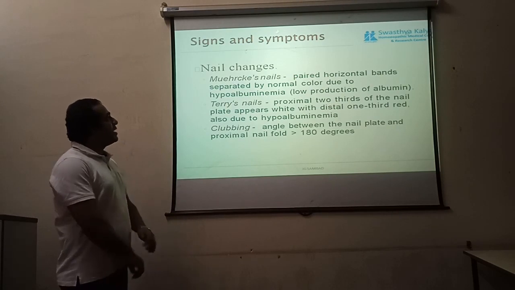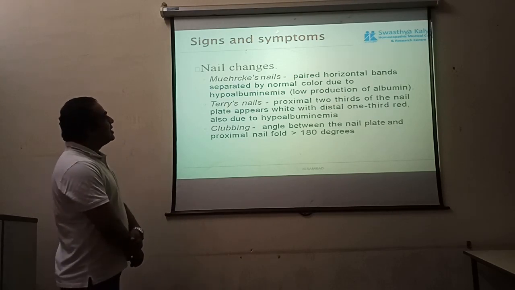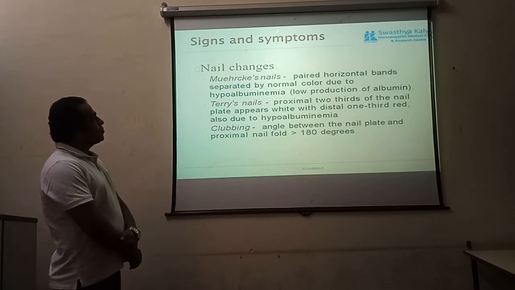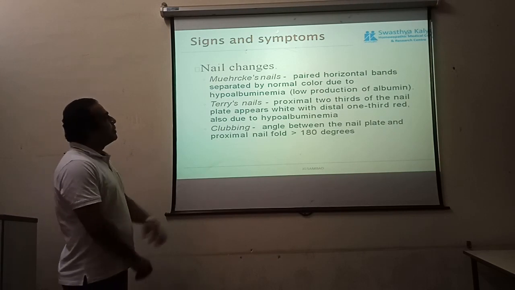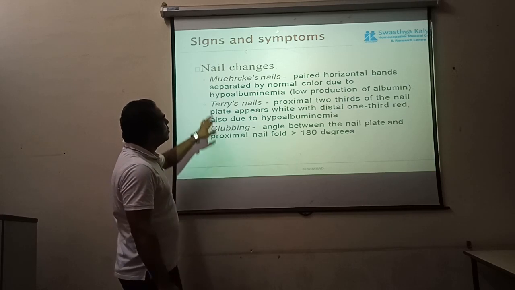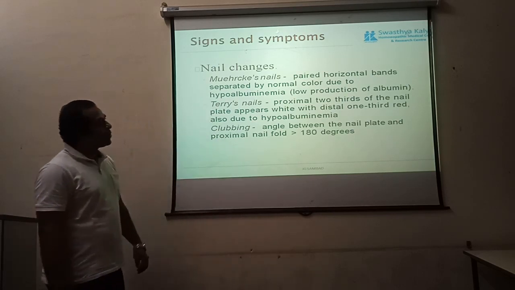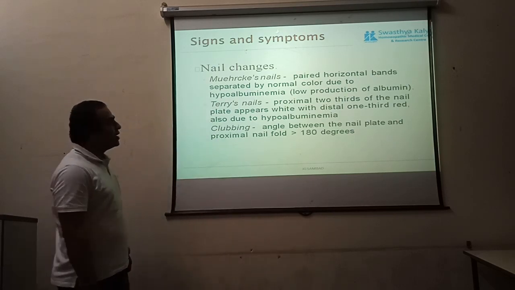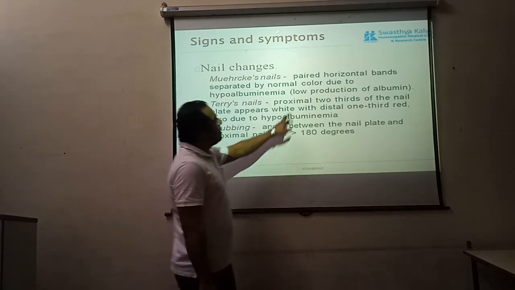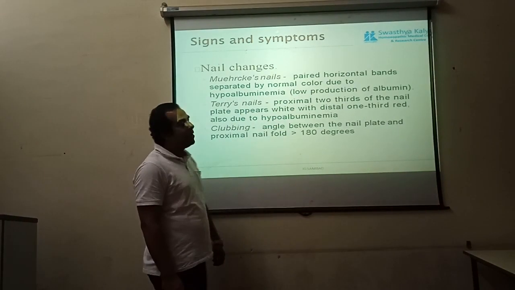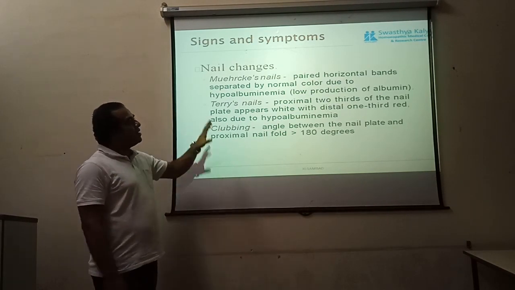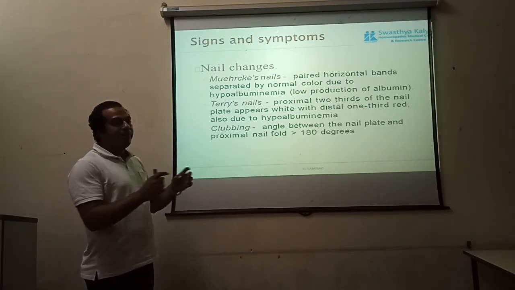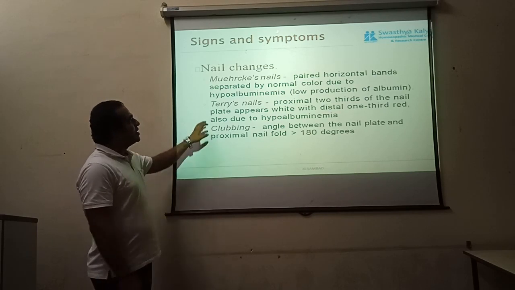Other changes can also be enumerated as the nail changes. Muehrcke's nails: paired horizontal bands separated by normal color, due to hypoalbuminemia, low production of albumin. That is, you can see a paired horizontal band which is appearing on the nail and is separated by the normal color. So you can see bands of different colors present on the nail.